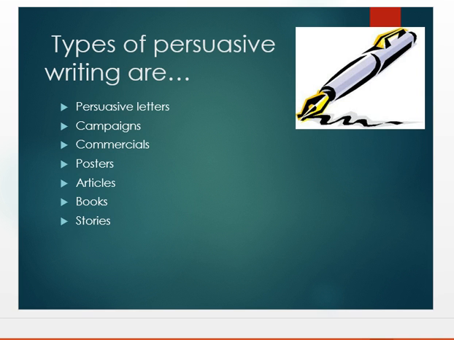There are many different types of persuasive writing that students may choose to use. One of them is persuasive letters, another is campaigns, another is commercials, posters, articles, books, and stories. All of these different types of persuasive writings are things that teachers need to really expose their students to in the classroom setting.